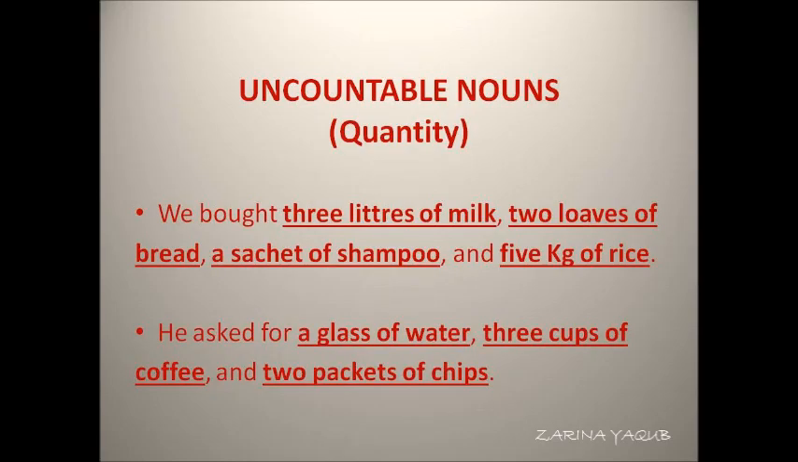Although uncountable nouns do not have a plural form, we can use some units of measurement or numerical identifiers to refer to the quantity of an uncountable item. For example, we bought 3 liters of milk, 2 loaves of bread, a sachet of shampoo, and 5 kilograms of rice. He asked for a glass of water, 3 cups of coffee, and 2 packets of chips.